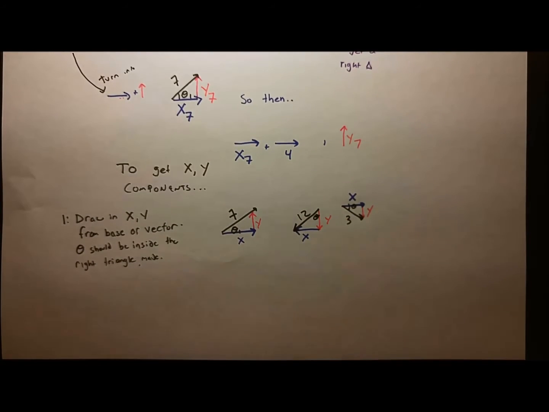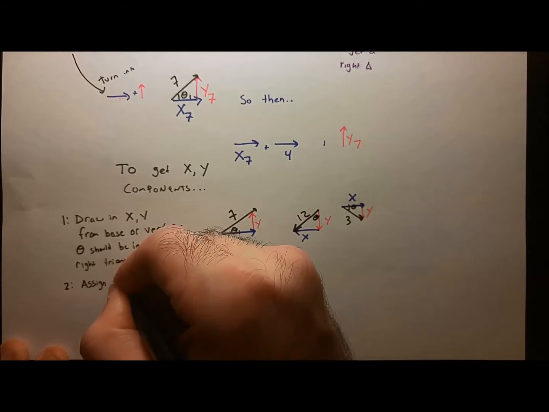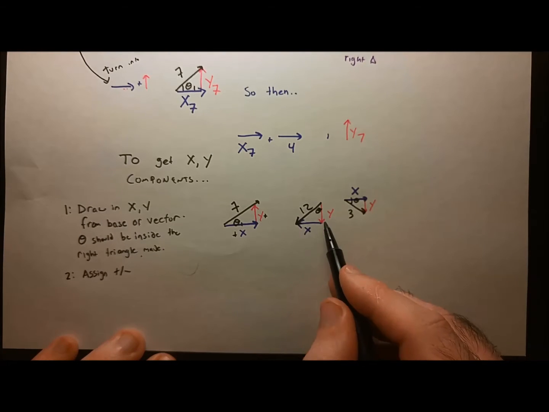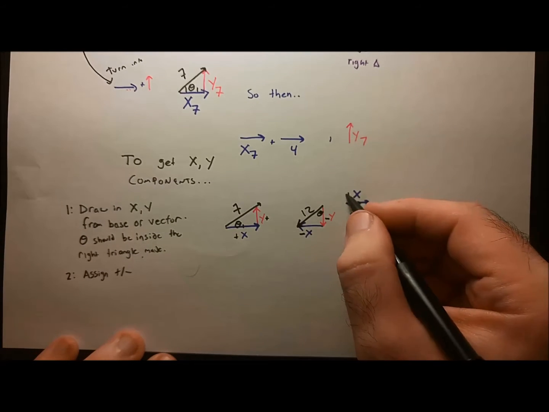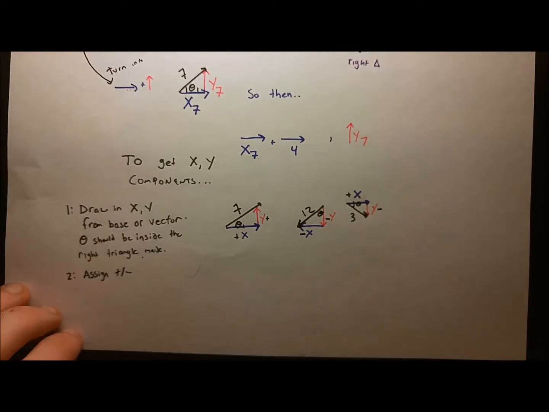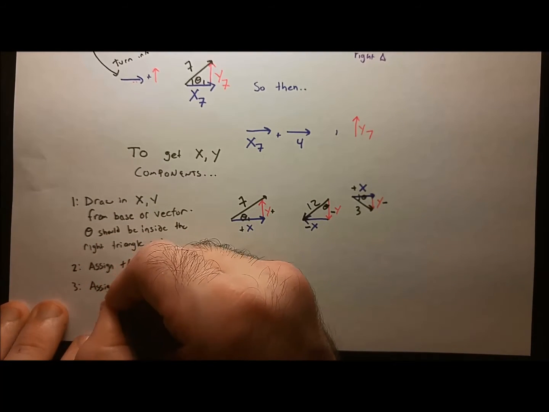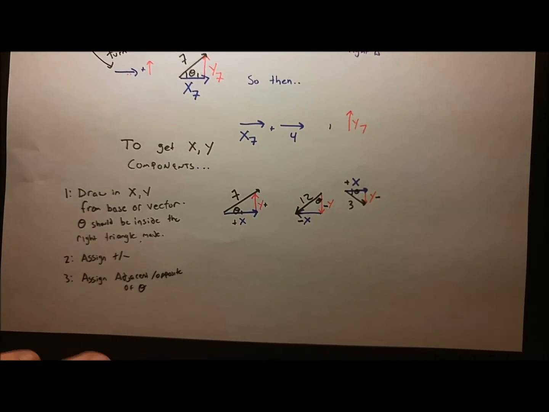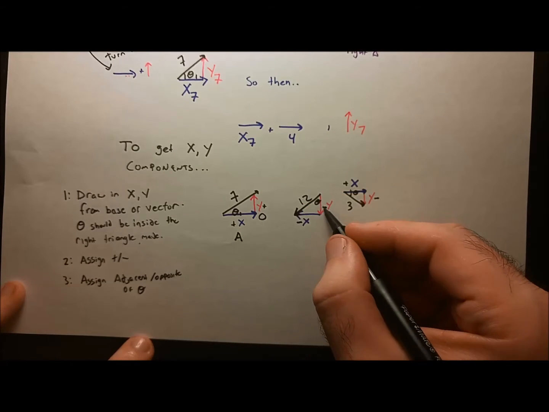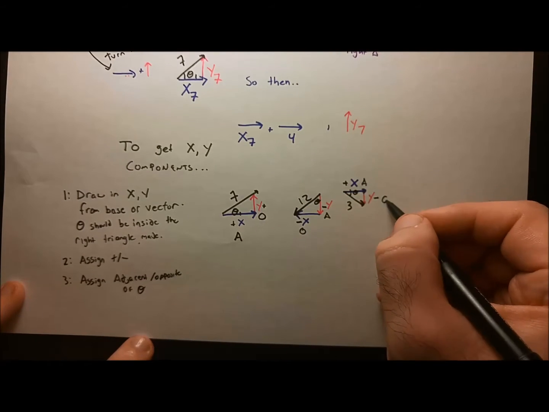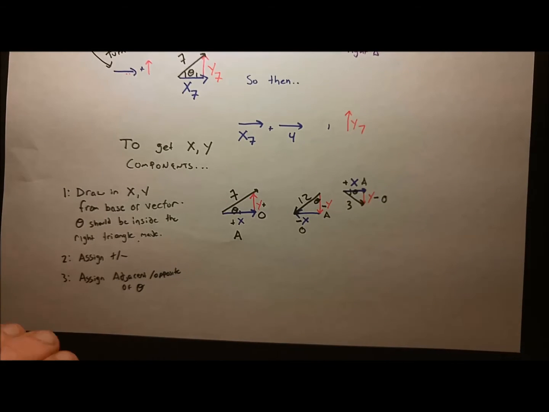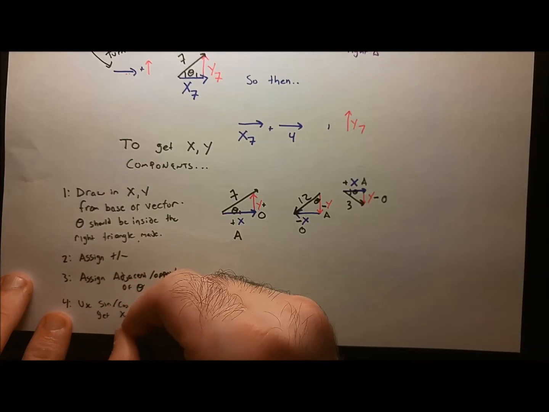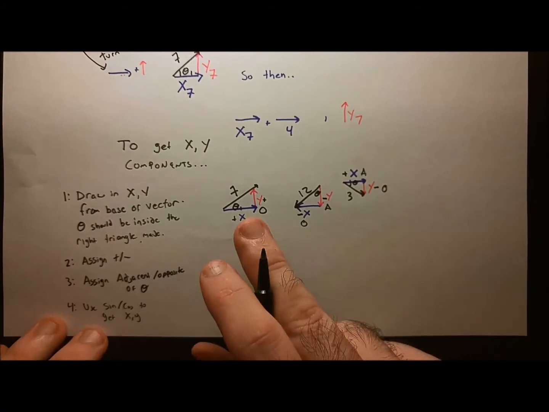And now, for the second step, we're going to assign the x's or y's positive or negatives based on which way they're pointing. So the first case, they're both positive, right and up. The next one, left and down, they're both negative. The third one, right and down, right is positive, down is negative. Then I'm going to assign them adjacent or opposite of the right triangle based on where the angle is. So in the first one, the x is adjacent, the y is opposite. For the next one, the y is adjacent, the x is opposite. And for the third one, the y is opposite, x is adjacent. Look at which one is actually touching the angle. And then finally, I'm going to use sine and cosine to get the x and y parts.